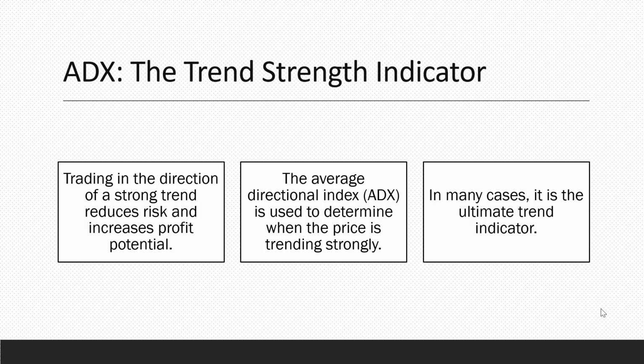Trading in the direction of a strong trend reduces risk and increases profit potential. The average directional index, ADX, is used to determine when the price is trending strongly. In many cases, it is the ultimate trend indicator. So basically, what is ADX? It is a trend strength indicator. It tells you whether the market is trending or range bound. Once we check the ADX, then only we can use those indicators which we have seen, either the moving averages or the MACD.